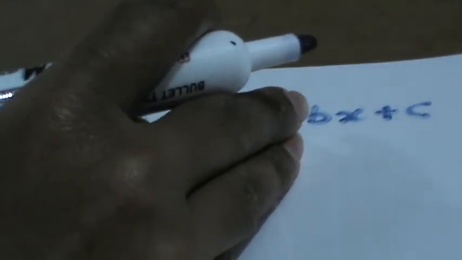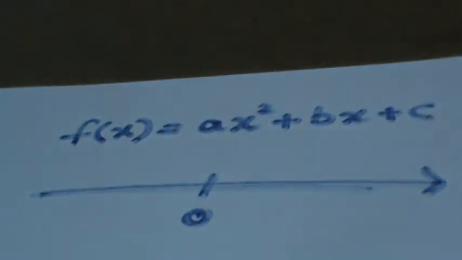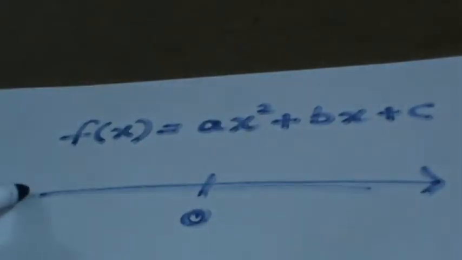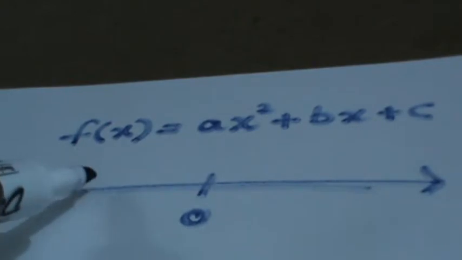So what is the domain of a function? Now you know that when you substitute any value of x, if I take the number line and mark 0 here, my positive infinity will be in this direction and my negative infinity will be in this direction. So in this direction I'll get plus 1, plus 2 and so on, and in this direction I'll get minus 1 and minus 2 and so on.